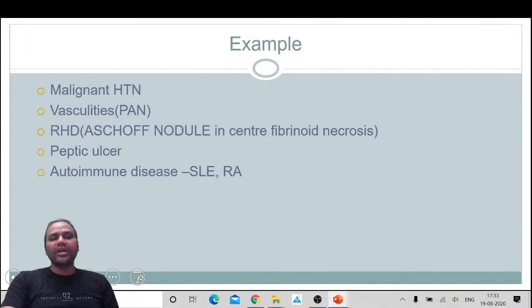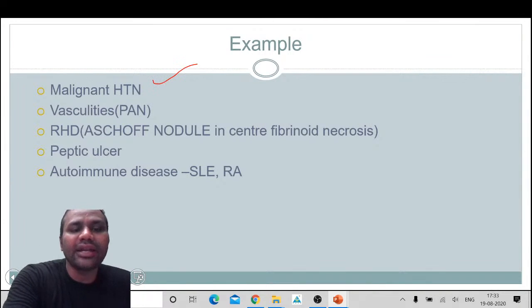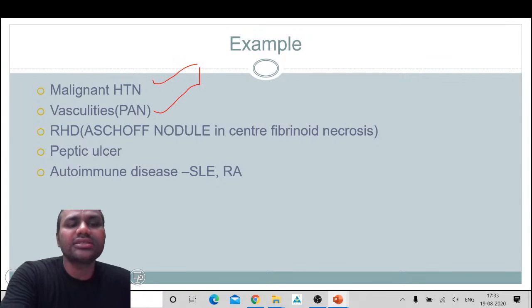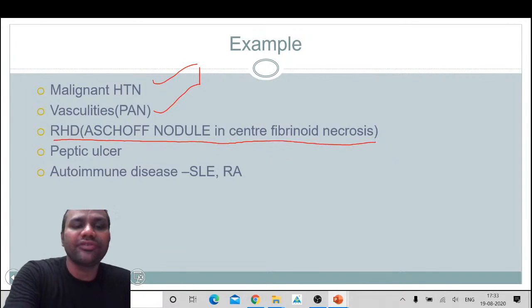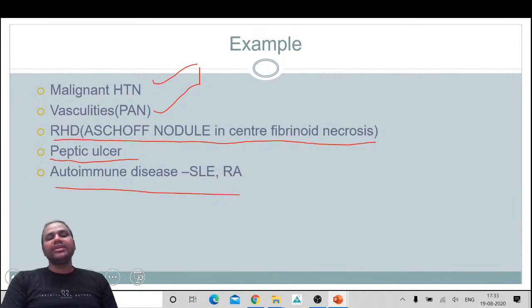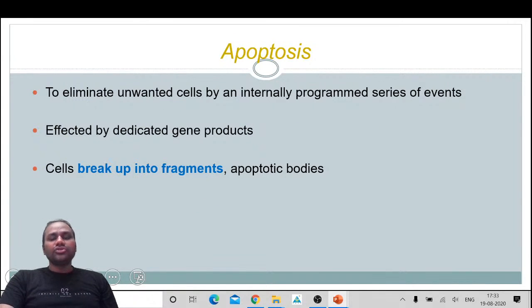Examples of fibrinoid necrosis are malignant hypertension, vasculitis, rheumatic heart disease like Aschoff nodules with central fibrinoid necrosis, peptic ulcer, and autoimmune diseases like SLE and RA, where you can see fibrinoid necrosis. With that we complete necrosis.